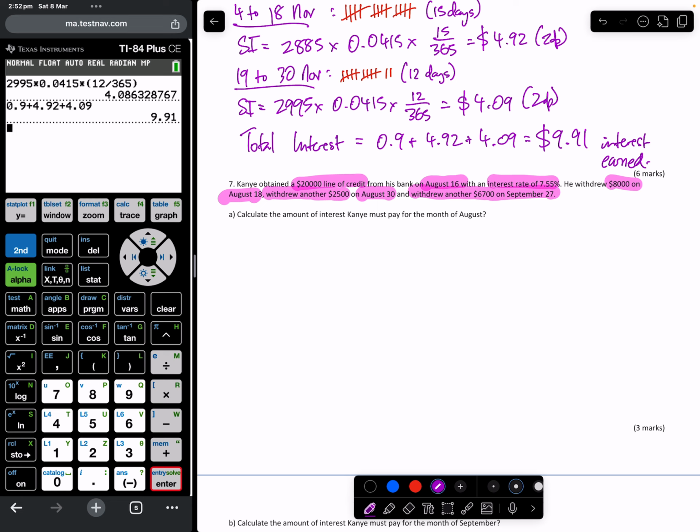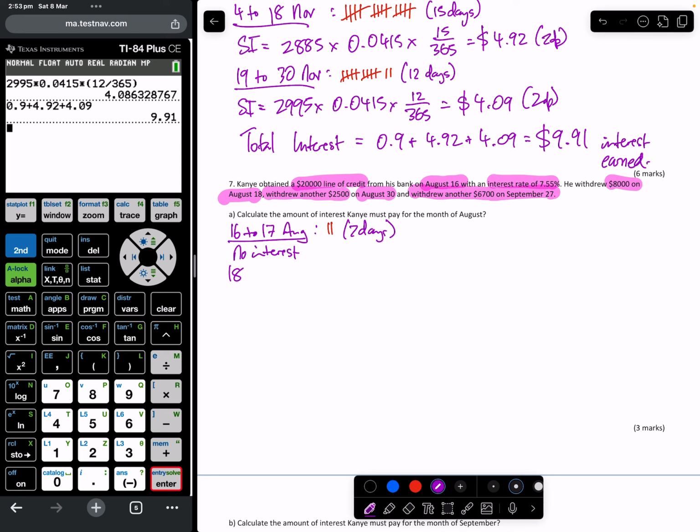So he opened the line of credit on August 16. He withdrew on the 18th. So from the 16th to the 17th August, which is how many days? 16, 17, 2 days. No withdrawals, therefore no interest that he has to pay.